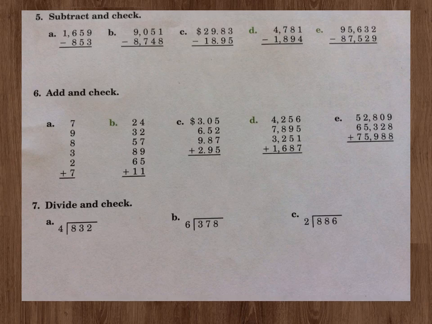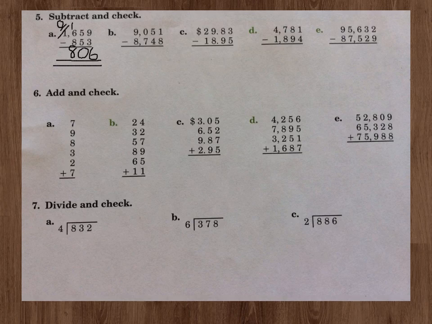Okay, so 5a, I'm going to go ahead and do the subtraction work here. 9 minus 3 is 6. 5 minus 5 is 0. 6 minus 8 you can't do, so you borrow from the 1. You're left with 0. 16 minus 8, you get 8. So you get 806.